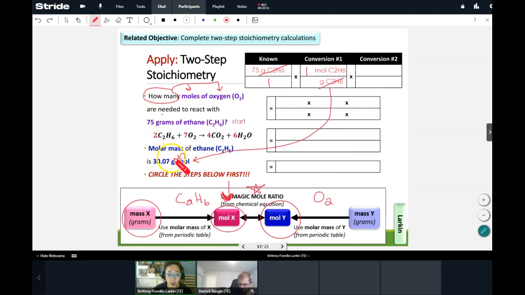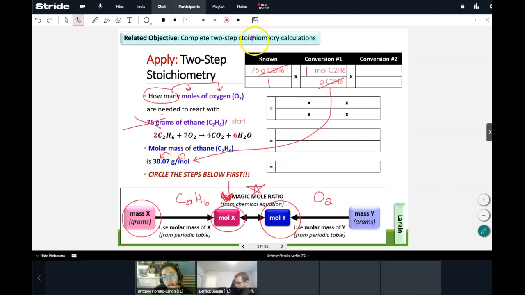Yeah, 1. And what number goes next to grams on the bottom? Again, not this one up here. We need to look at something that's always true. Whereas up here, you won't always have 75 grams of ethane. That could change, but the molar mass won't. So what is always true about the molar mass here? How many grams are in molar mass?